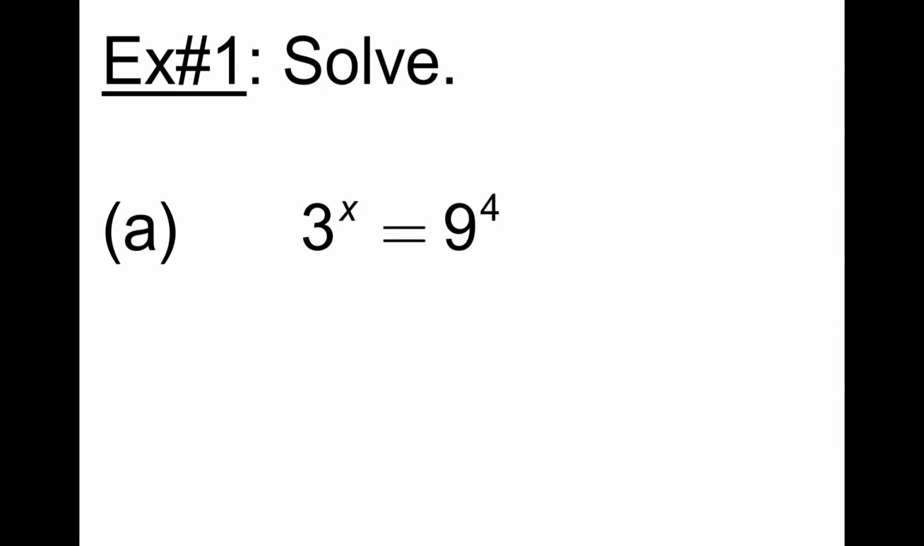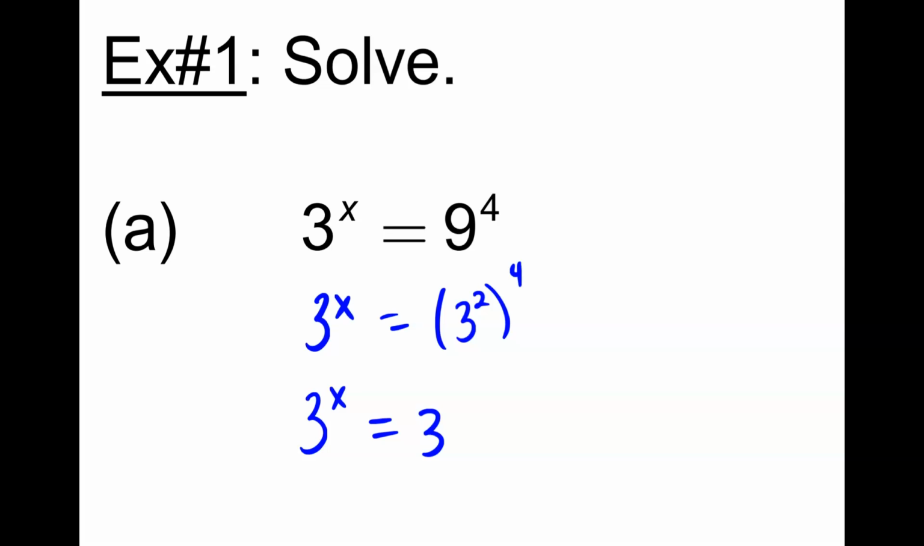Perfect. So, I know on the left side, 3 to the x. On the right, 9 is 3 squared. We did that before. Ooh, an exponent to an exponent. 2 times 4 is 8. Therefore, x equals 8. And we're good.